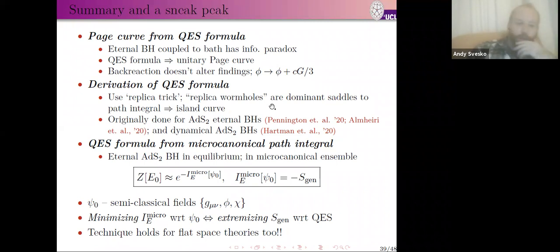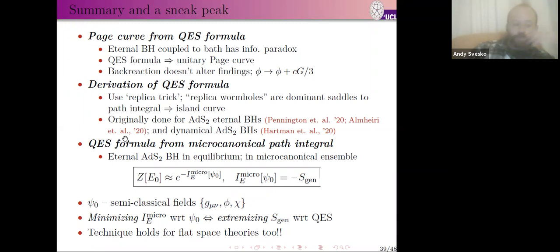and these replica wormholes are the quantities that give rise to the island curve. And so this derivation was originally done for the AdS2 eternal black holes, but also more recently for the dynamical AdS2 black holes. But the derivation of the island formula has not been achieved for any other system. It's only been done for those two contexts.